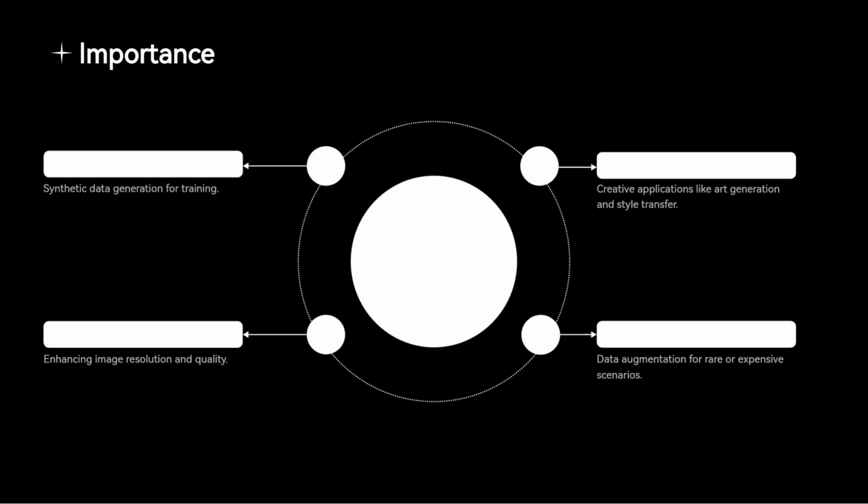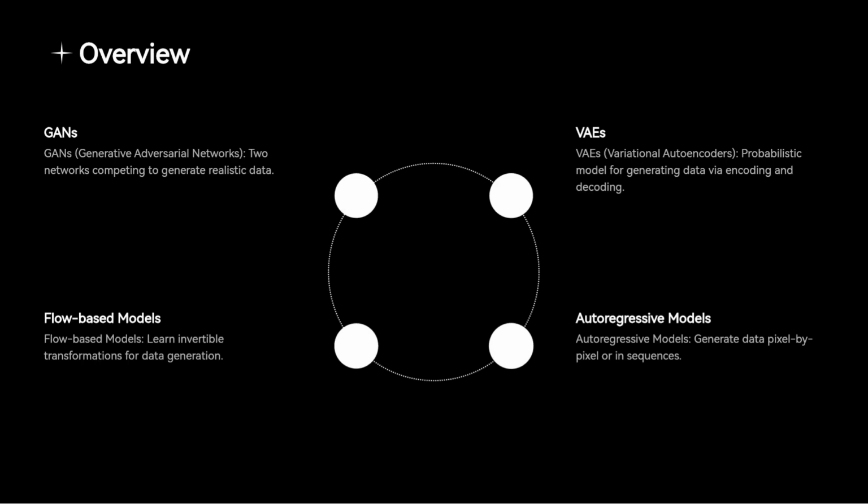Data augmentation. In many machine learning scenarios, especially in rare or expensive domains, generative models can help augment datasets by producing additional data from the same distribution, improving model robustness. There are several types of generative models, each with unique mechanisms and use cases.